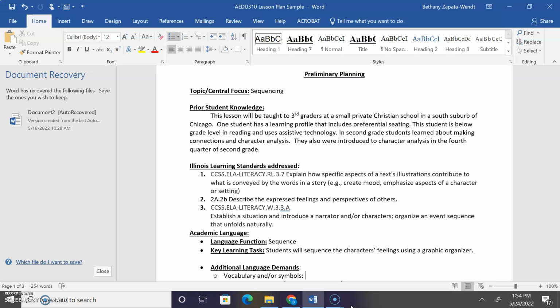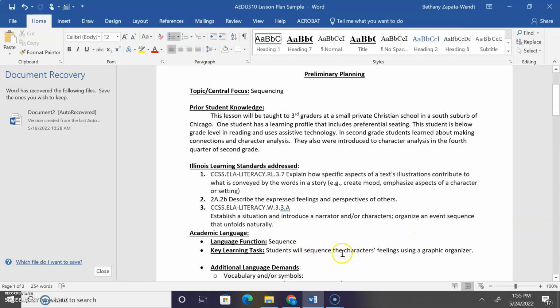And so the description of sequence would be to sequence objects, ideas, or events, and explain the order of how to perform an activity would be an example. Looking at my standards, I chose a lot about expressed feelings and perspective of others, and establish a situation and introduce a narrator and or characters, organize an event sequence that unfolds naturally.